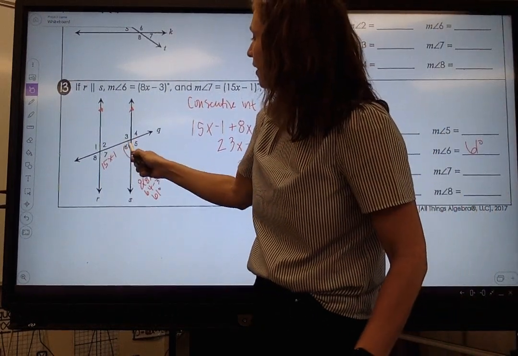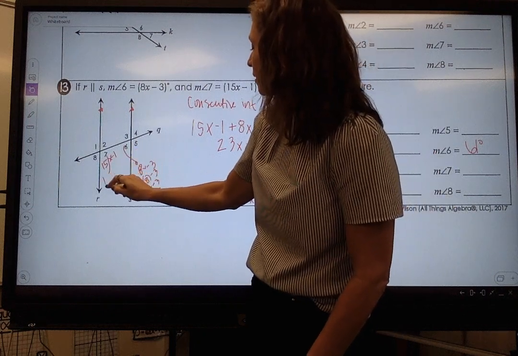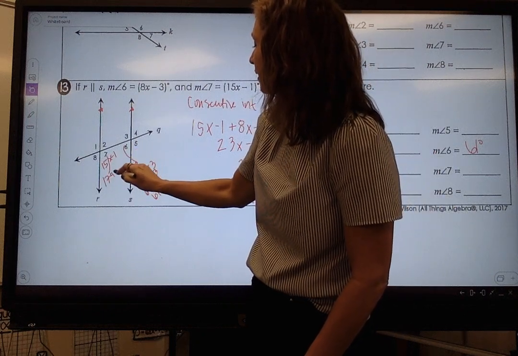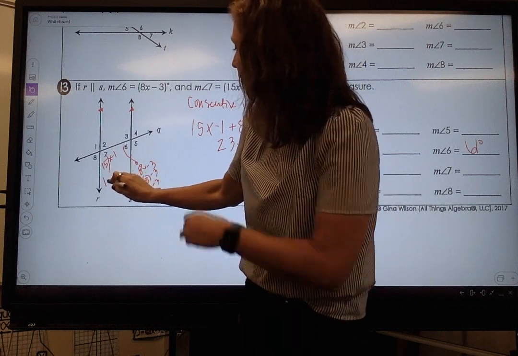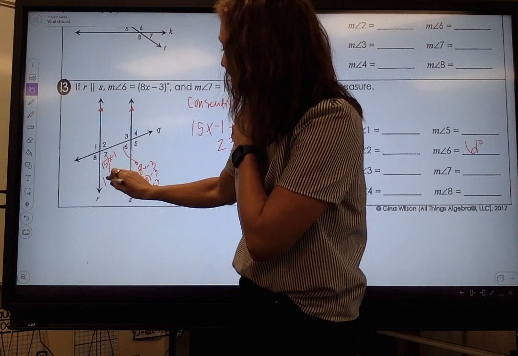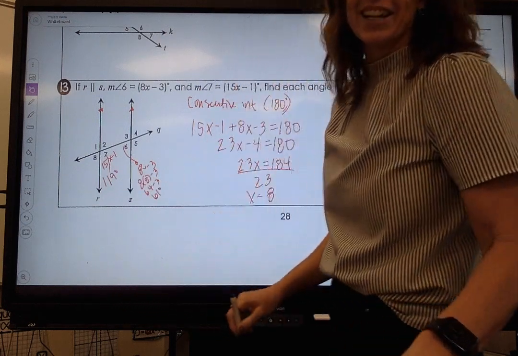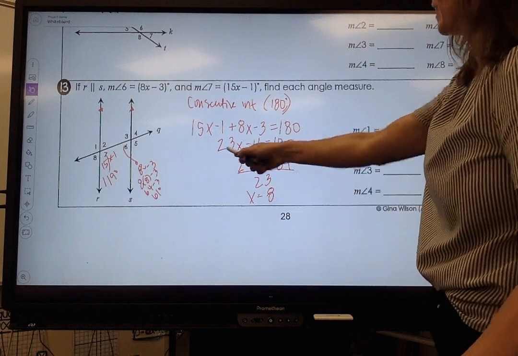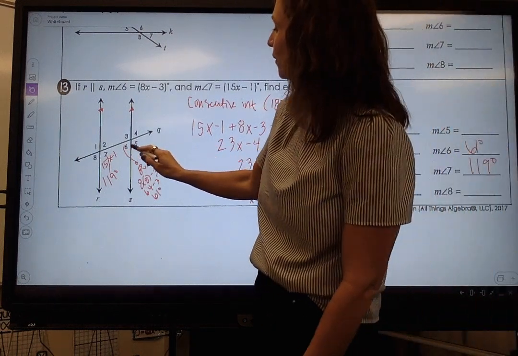I know that these are supplementary, so if this is 61, angle 7 is going to be 179. No, it's not, excuse me. 119. There we go, 119. So if that is 119, angle 7, I'm just going to go back and fill these in.